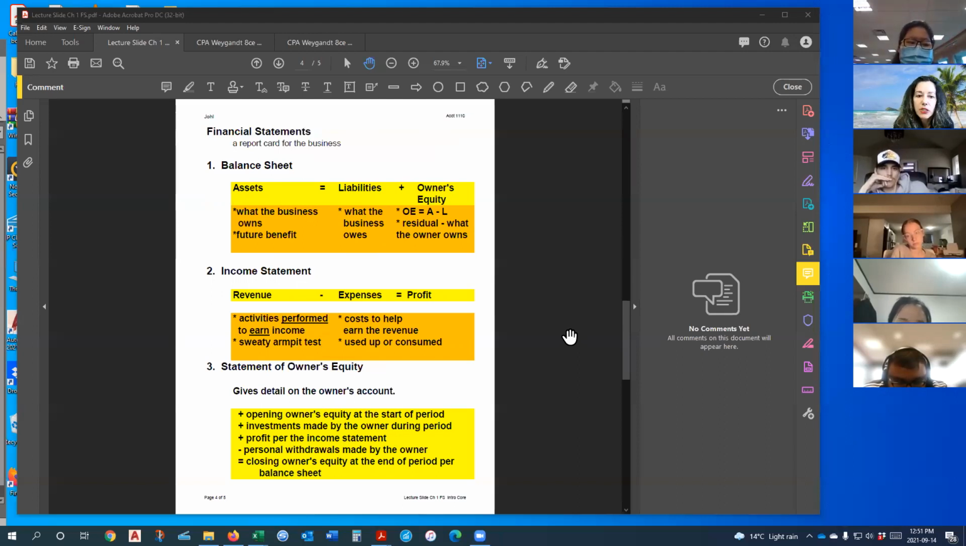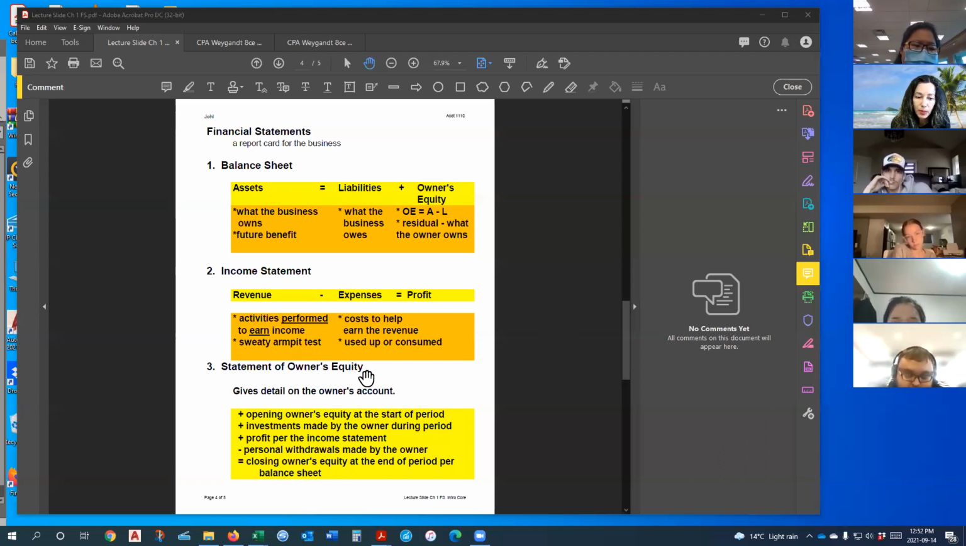And the balance sheet, income statement, and statement of owner's equity, we were able to boil down to formulas. And you can see in yellow, those are the formulas for each of these statements. You must memorize these. So for the balance sheet, we've got assets equals liabilities plus owner's equity. The income statement, revenue minus expenses equals profit.